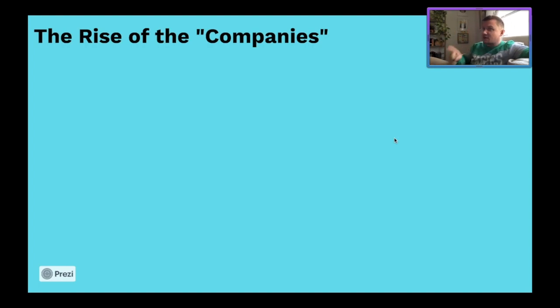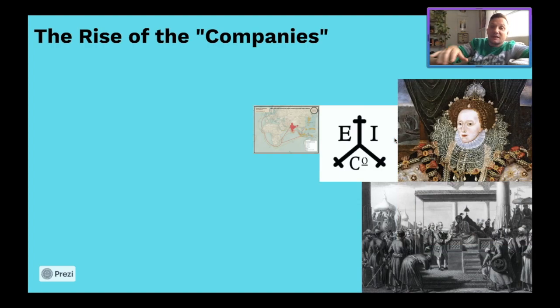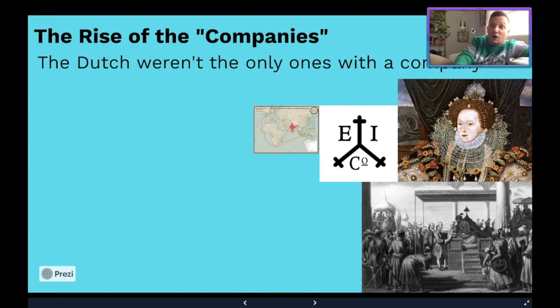Because remember, we said this in class, nothing stays sacred for long, right? When somebody starts seeing the Dutch do this, they're going to copy it, right? They're going to copy it and they're going to make their own versions of those companies, right? Now, the big one, okay, they weren't the only one to ever do this.